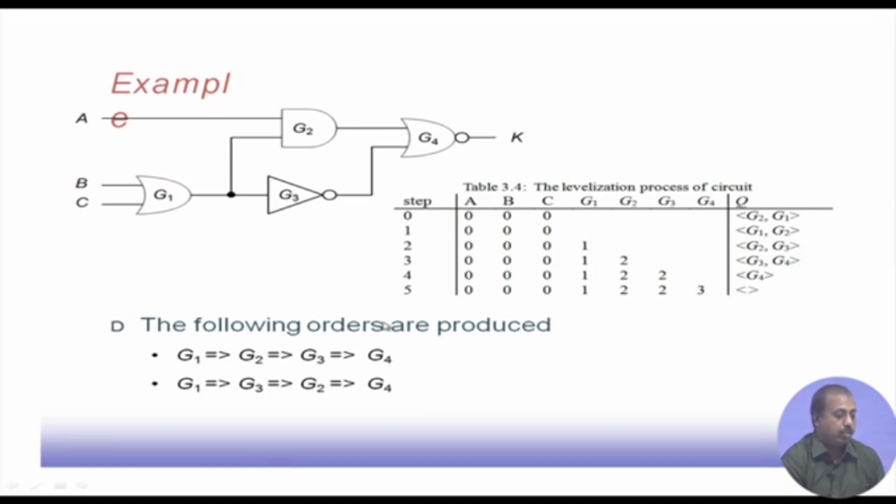If you follow the algorithm thoroughly, you will find that at step number 5, all the gates will get leveled and we will have the levels like 1, 2, 2 and 3. So, one possible order produced is G1, G2, G3, G4. Since G2 and G3 both have level 2, they can be done in any order. It may be G1, G2, G3, G4 or G1, G3, G2, G4, that does not matter. In fact, if you look into this circuit, G2 and G3 are not dependent on each other, so they can be simulated in either order.